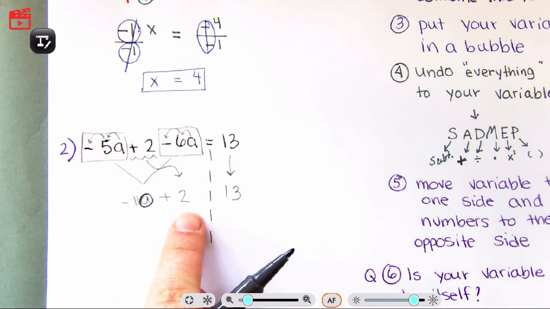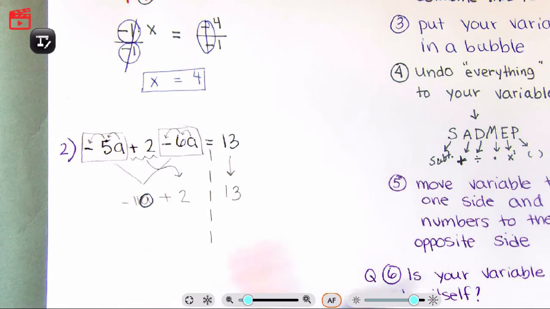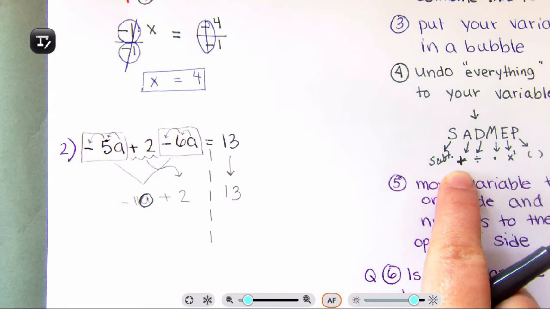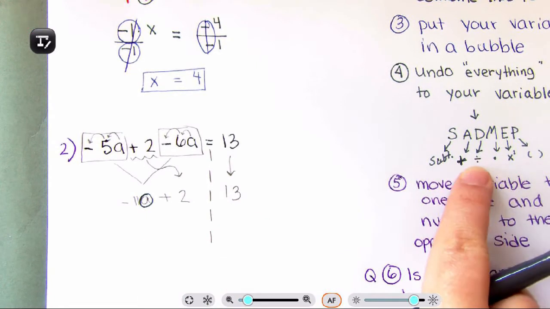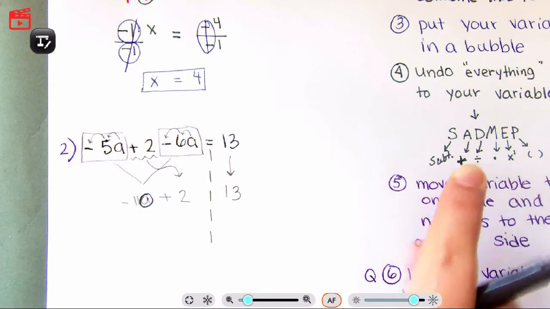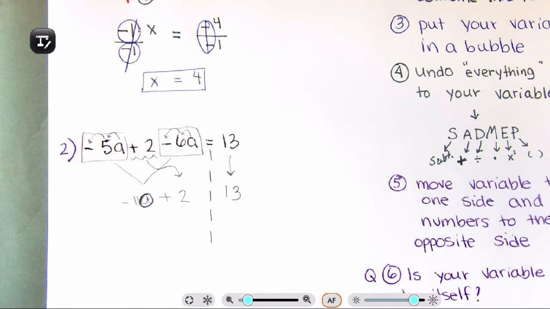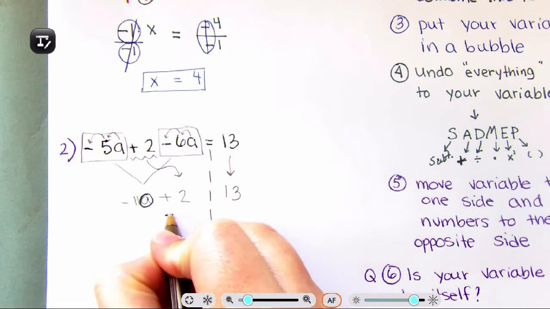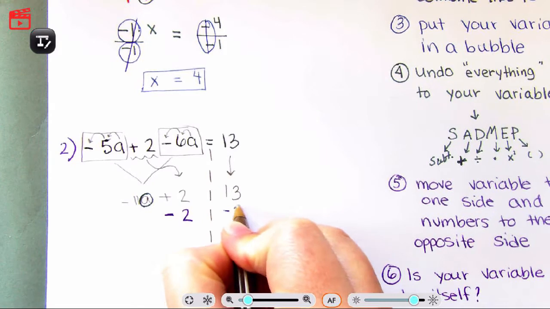So is there anything here that we can do? So I'm going back here and it's addition. The first thing I see is addition, so I'm going to undo addition. How do I undo addition? Undoing addition is by subtracting. So I'm going to subtract 2 and I'm going to subtract 2.